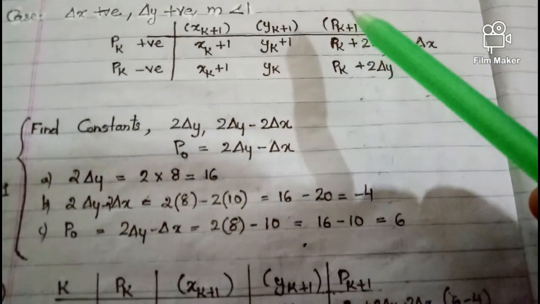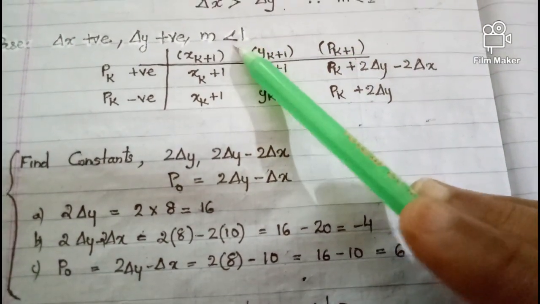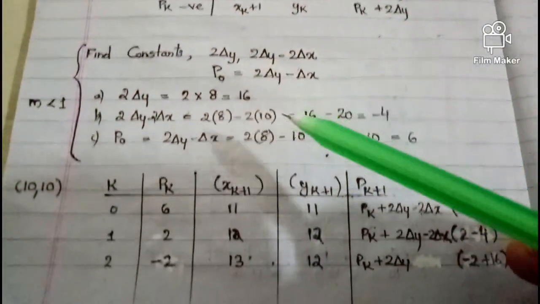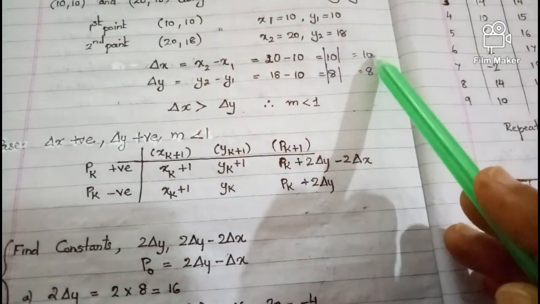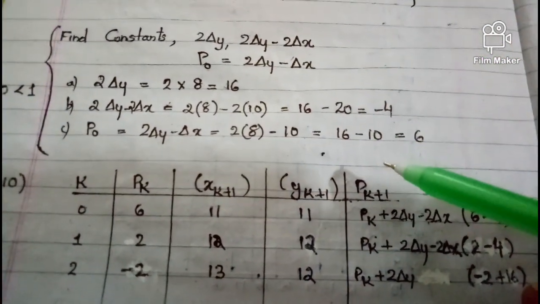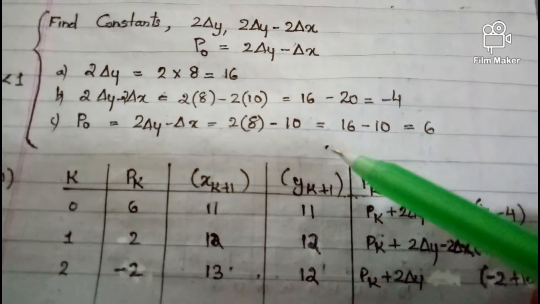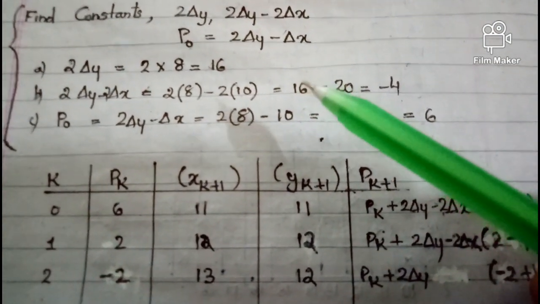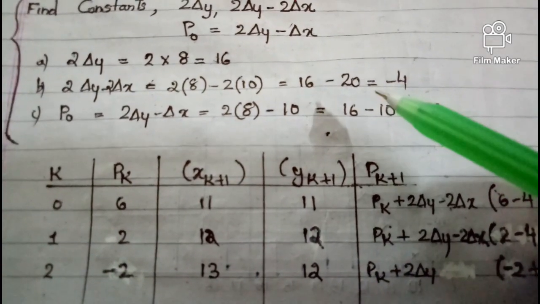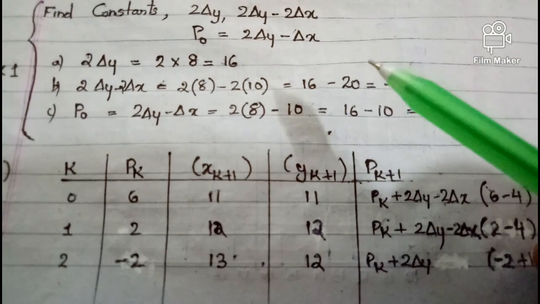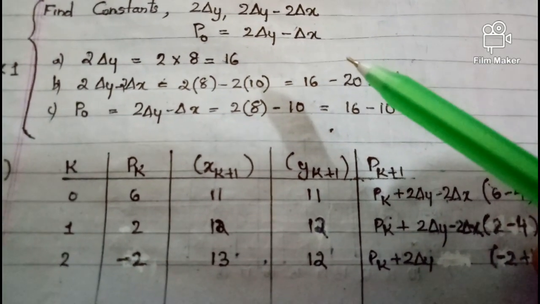As I already told you, you have to repeat a certain process. How many times? In the m less than 1 algorithm, you have to repeat the process delta x times. That means the value of delta x is 10, so you have to repeat the process 10 times. What process? Ten times you have to find the value of pk, the value of pk plus 1, and the values of x and y.